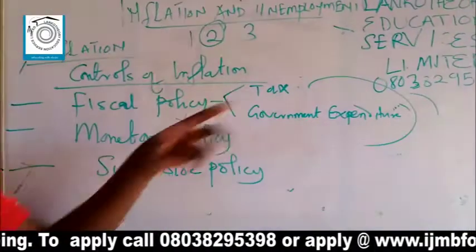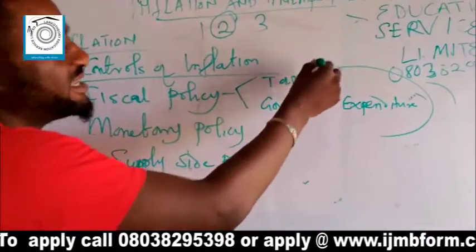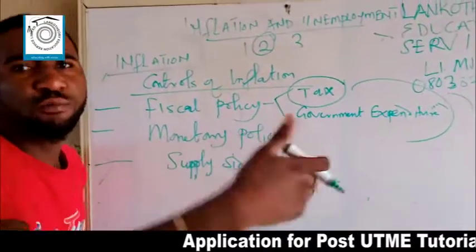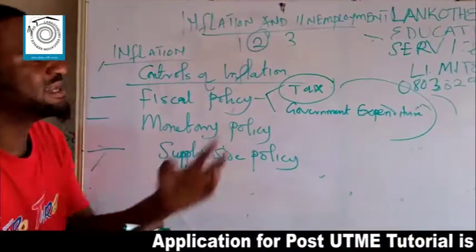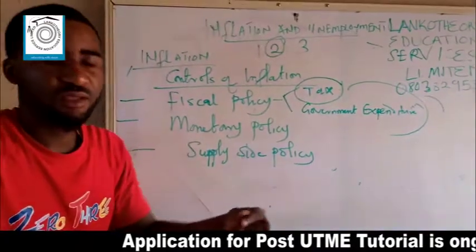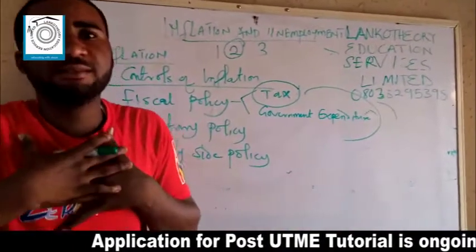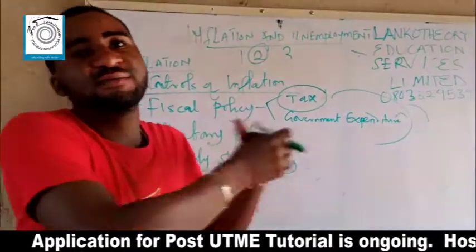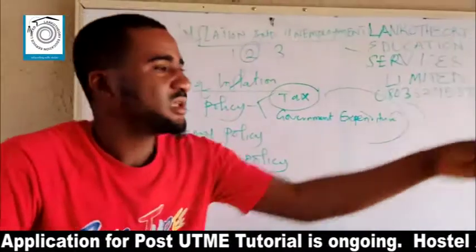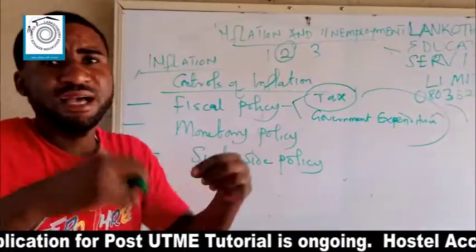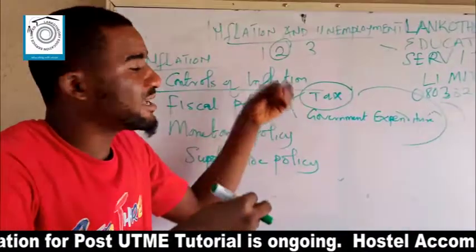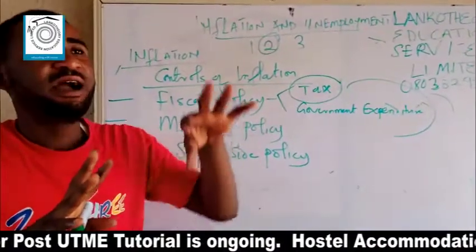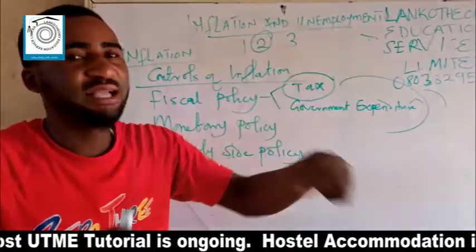To do this, what government has to do is to increase the rate of income tax. Let me use this as a hypothetical example. My salary is 100,000 naira, for instance, at Lankotheory Education Service Limited. If the income tax I'm paying to the government from this 100,000 naira is just 2,000 naira, automatically, at my disposal, I will be having 98,000 naira.